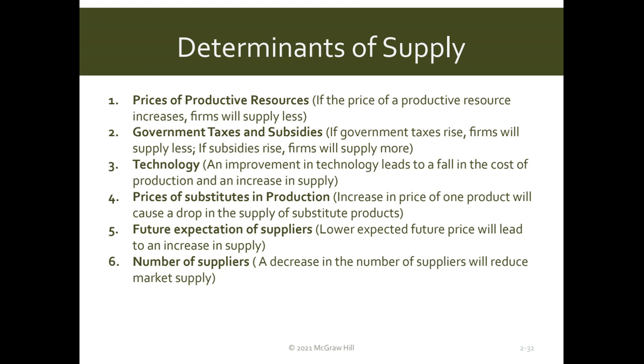Government taxes and subsidies to the producers, not to the consumers, right? So if the government is imposing taxes on producers, the supply curve shifts to the left because their cost of production has gone up. They now have to pay taxes. If the government pays subsidies to the producers, then they are receiving money from the government. So their cost of production has gone down. They're going to supply more. The supply curve shifts to the right.